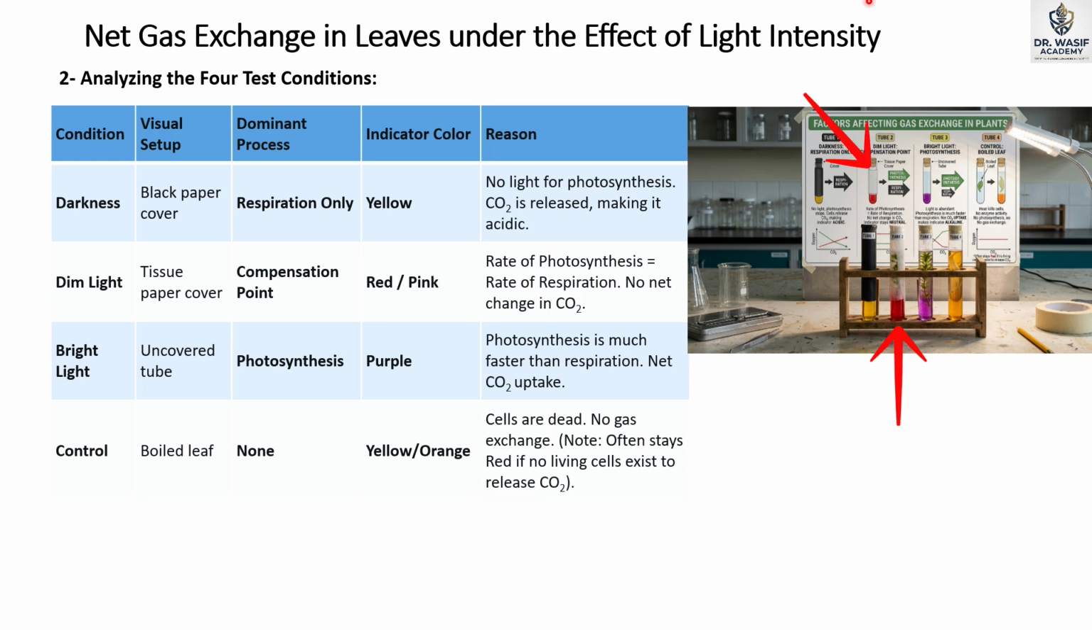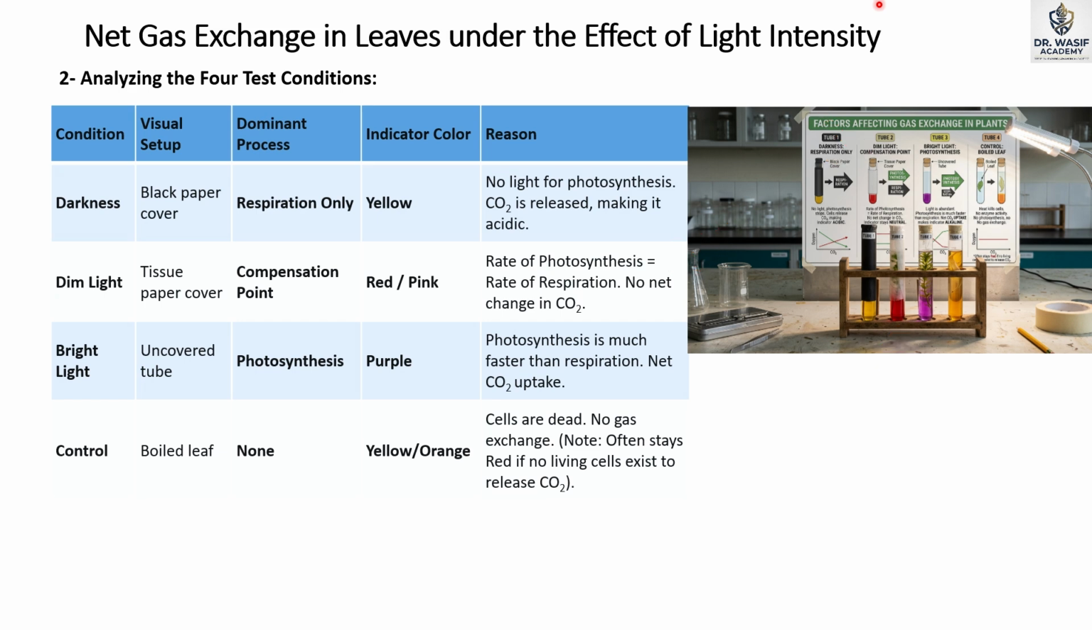In the second tube, we use tissue paper. Tissue paper is used to create a dim light. This is a special state which we call the compensation point. Here the rate of photosynthesis is exactly equal to the rate of respiration. Since the plant is taking in carbon dioxide as fast as it is breathing it out, there is no net change. The indicator stays red.